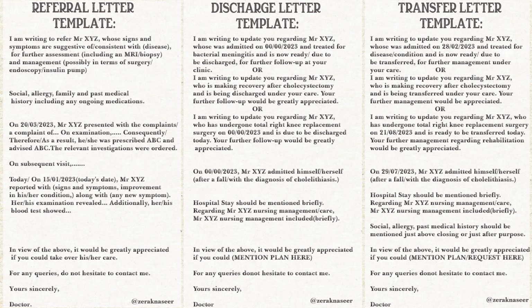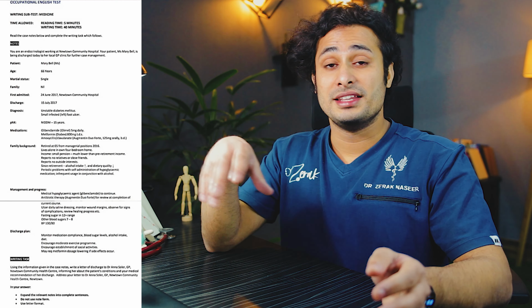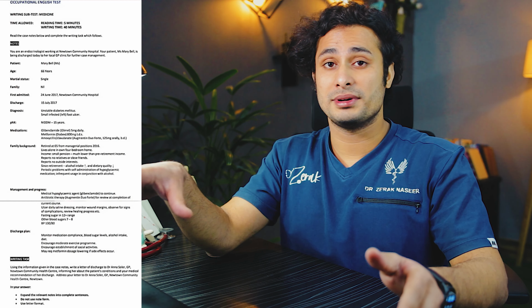By looking at this template, we have an idea of how we will structure our letter. So now we come to the case note. We can see that at the start there is a family background paragraph. They just put it there to confuse us. They want to know if we are aware that we don't need to write any personal history in our discharge letter. So having the case notes in front of us, let's construct the discharge letter.